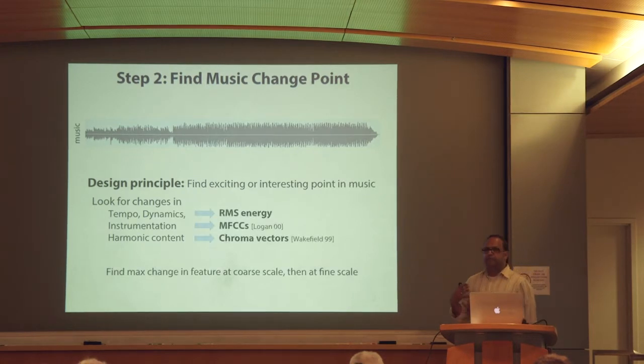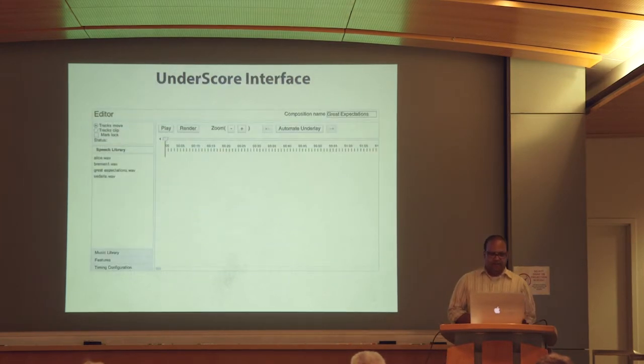Now, fortunately, computer music researchers have developed signal processing techniques that can help us algorithmically find such change points. And they've developed features that correspond to changes in tempo, dynamics, instrumentation, and so on. And so we're going to use a multi-scale approach to compute the maximum differences in these features, first at a coarse scale and then at a fine scale. And our algorithm will return the top 3 strongest change points. So algorithmically, we're finding where these things are, and the user can then use them.